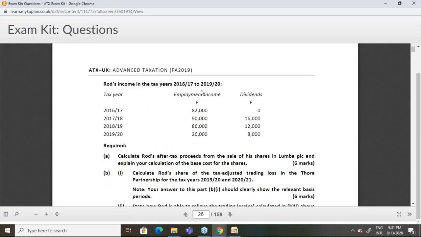Rod's income in the tax years 2016-17 to 2019-20: employment income for 16-17, 17-18, 18-19, and 19-20. Okay. So this is not going to be a complicated question if you are familiar with the rules.